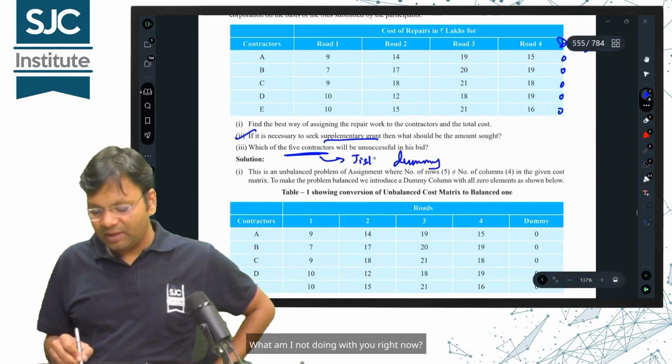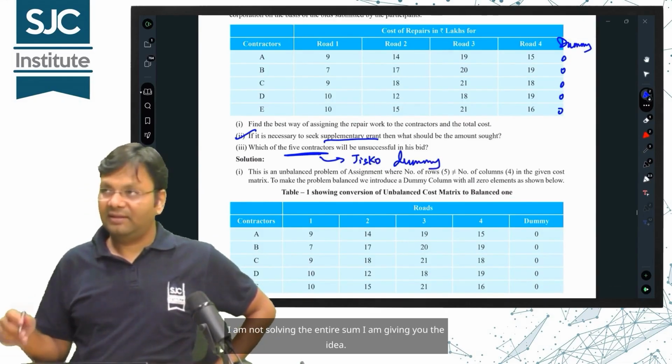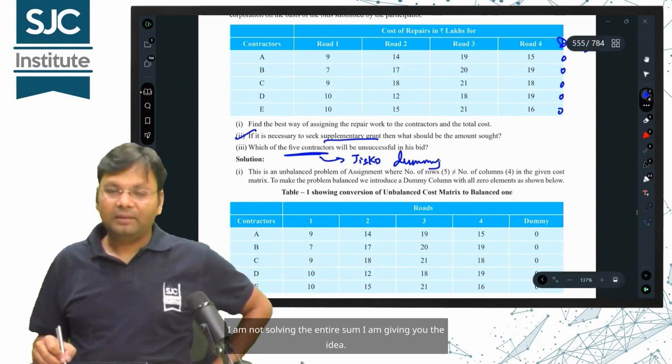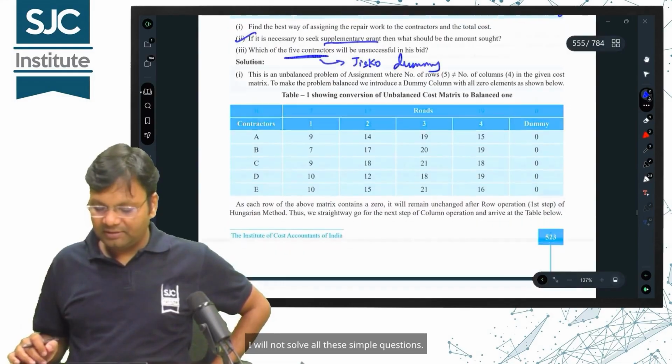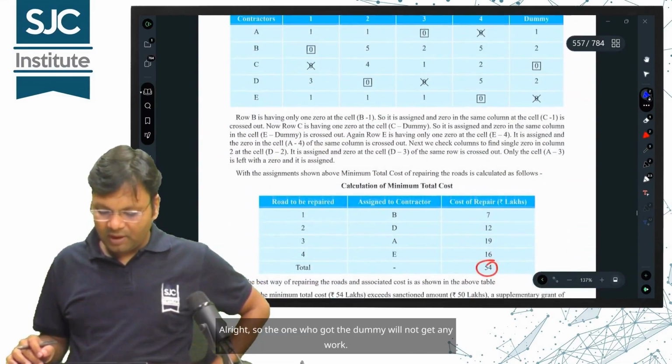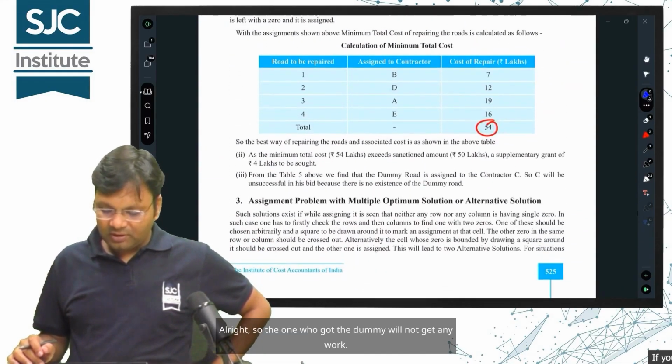I am not solving the entire sum with you right now, I am giving you the idea. I will solve the sums that I need to. I will not solve all these simple questions. Alright, so the one who got the dummy will not get any work.